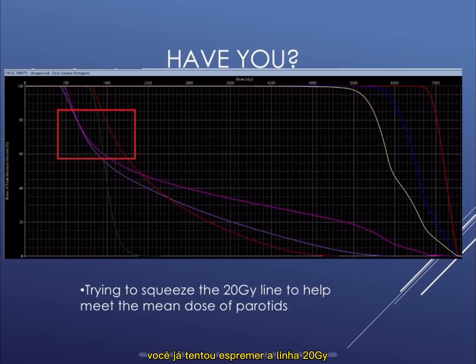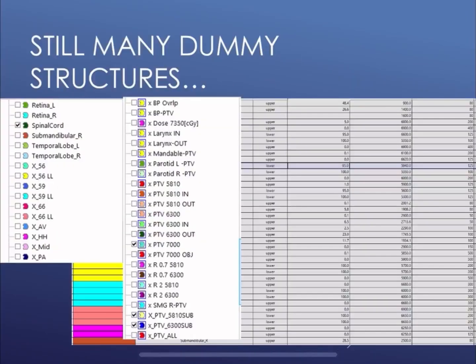Also, in the examples, have you ever tried squeezing the 20 gray line to help meet the mean parotid dose? You're trying to find wherever you can to achieve it. But by doing so, you're making many dummy structures, and it can complicate things, and it's hard to manage and see which has more priority over others.